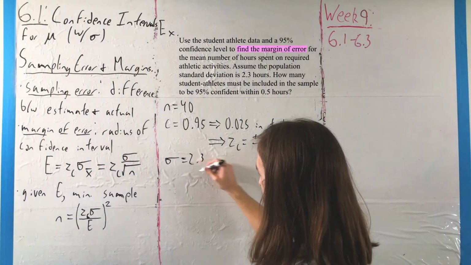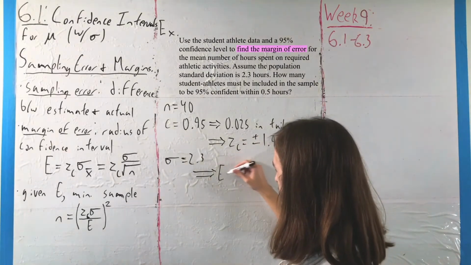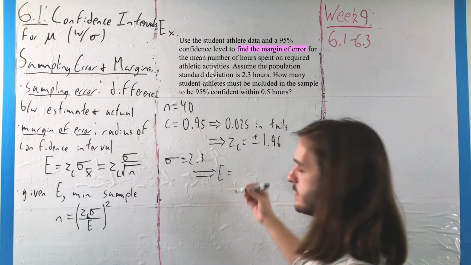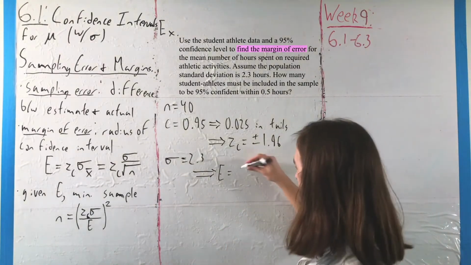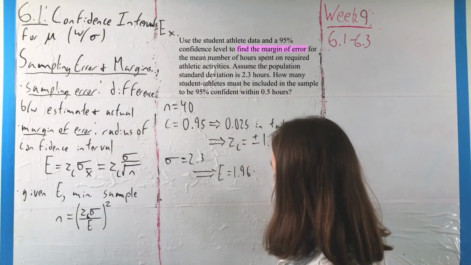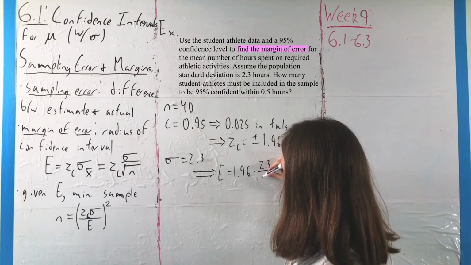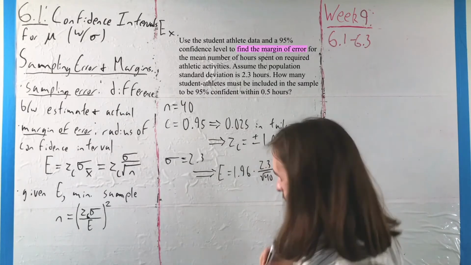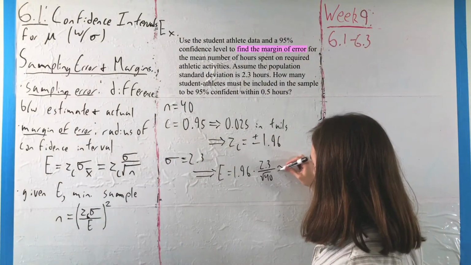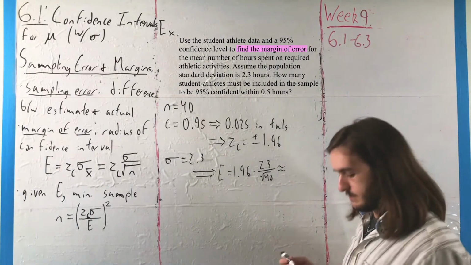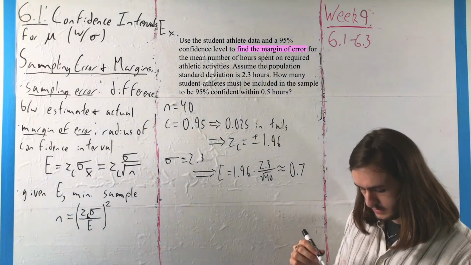So if we want to find E, we just have to put all that together. E is equal to the critical value, and usually we take the top one when we're making this margin because we want it to be positive. So 1.96 multiplied by 2.3 over the square root of the sample size, which here is 40. Multiply that out, take the square root, estimate it, and you'll get that the margin of error is about 0.7.